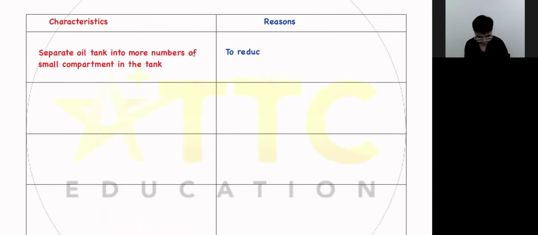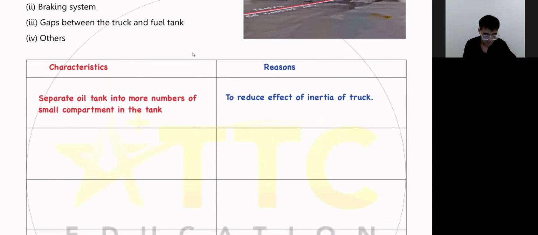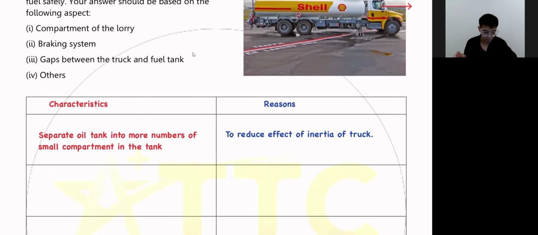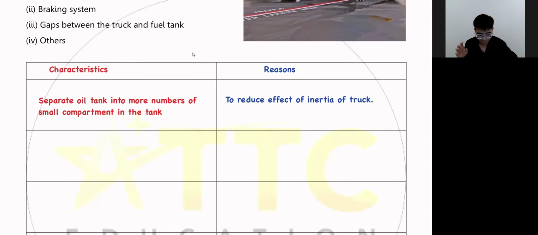So to reduce the effect of inertia of the oil tanker truck. Clear? Then the next one, number two. Number two, braking system. Now, this one we also discussed before. For braking system for all on-the-road vehicles, that means it can be lorry, van, truck, cars, or motorcycle.